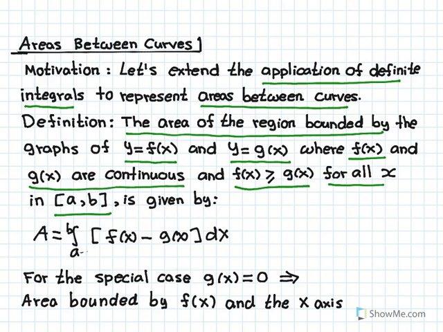Now, for the special case, g of x is equal to 0, A is equal to the integral from a to b of f of x minus g of x, which is just 0. So f of x dx. This is the area bounded by f of x and the x-axis.